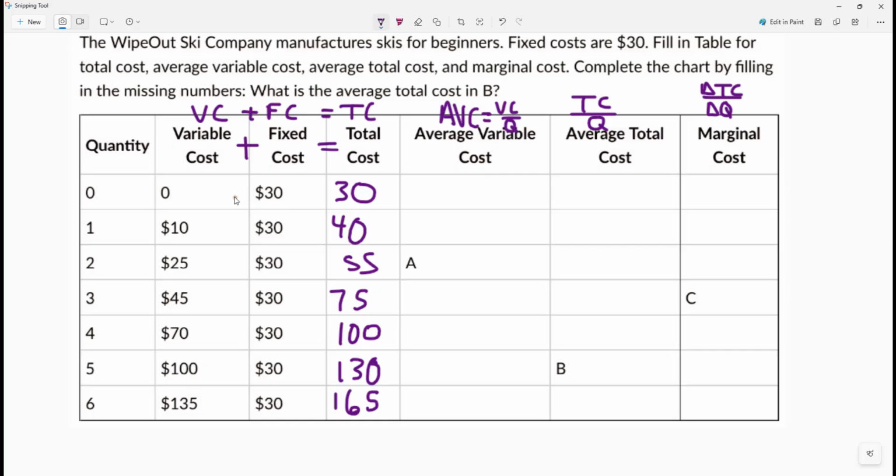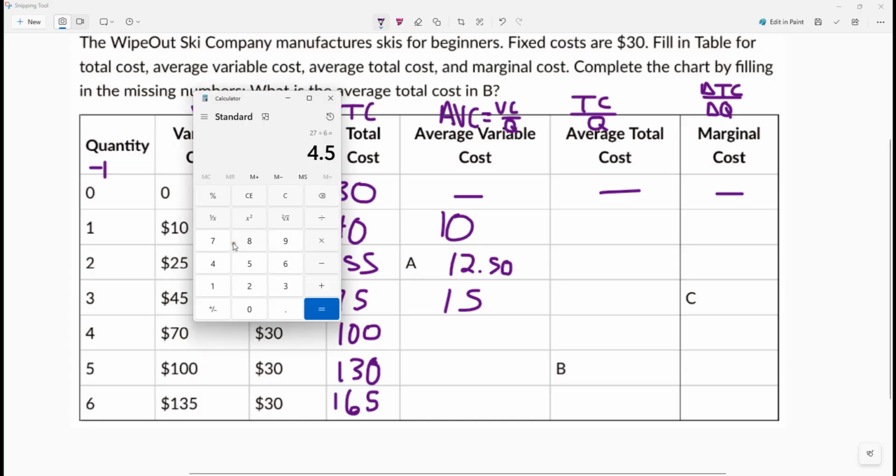Now our average variable cost, if you're dividing by a quantity of 0, you won't have a number, and we wouldn't have a negative one, so we don't have a marginal cost. So we'll actually start on the first unit here. Average variable cost is the variable cost divided by the quantity. 10 over 1, that's pretty easy. It's 10. 25 over 2 is 12 and a half, or 12.50. 45 over 3 is 15. So far, so good. Oh, here's where we ran into it. 70 over 4, I don't know what that is exactly, so better do that one.